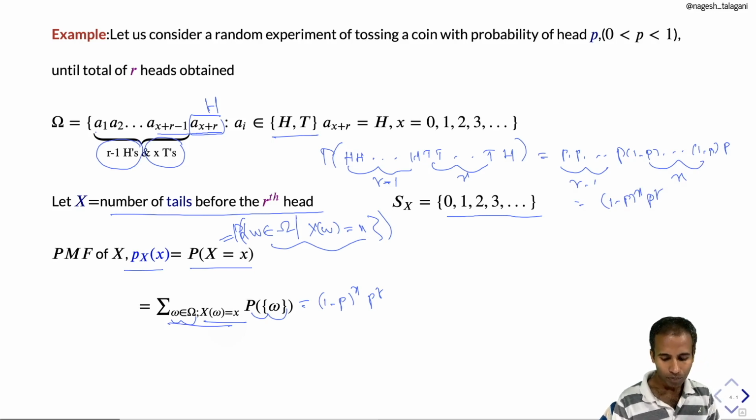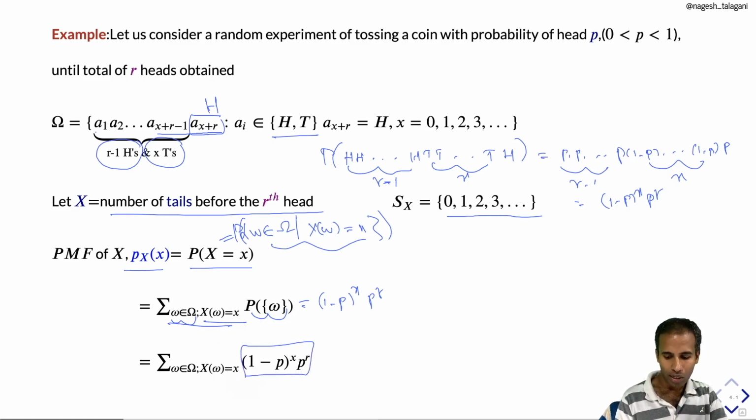Okay, so that's why the summation of each probability is going to be (1 minus P) to the power of X times P to the power of R, where the summation varies over outcomes in the sample space with X(omega) equal to X. Now the question is: how many outcomes have this property? Now here this is a fixed head.